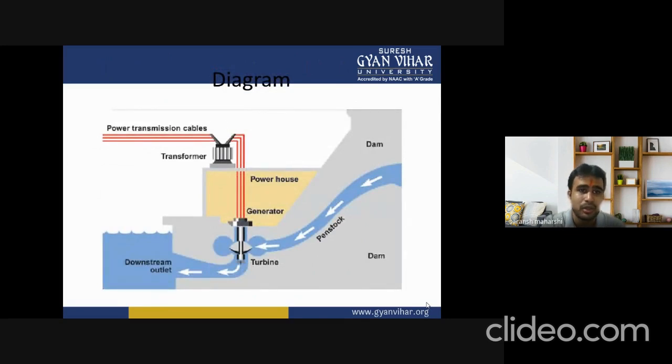Here we will discuss about the power transmission cables, transformer, powerhouse, generator, penstock, turbine, and the some downstream outlets that are used in this concept.